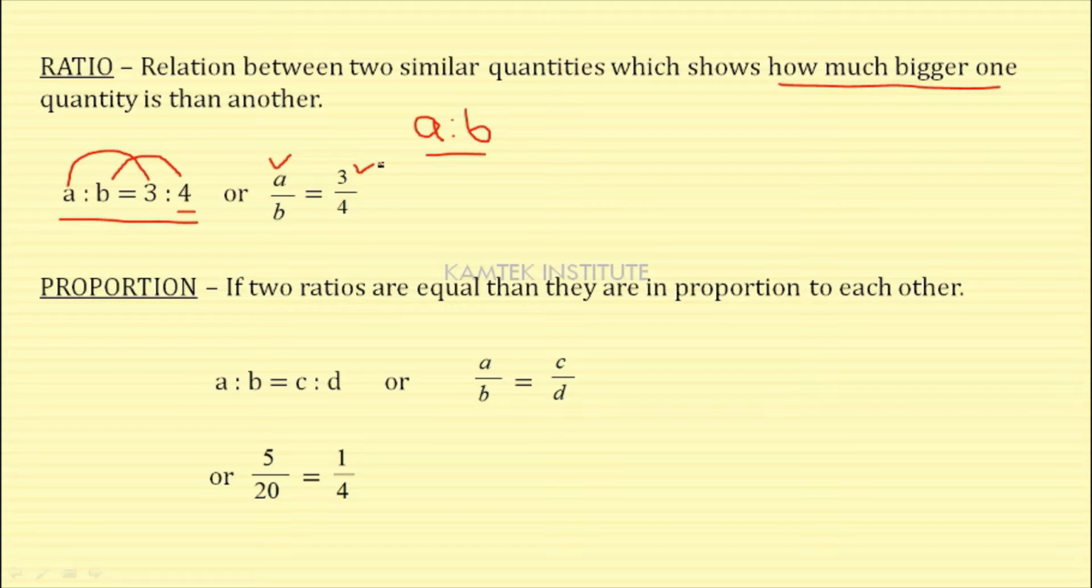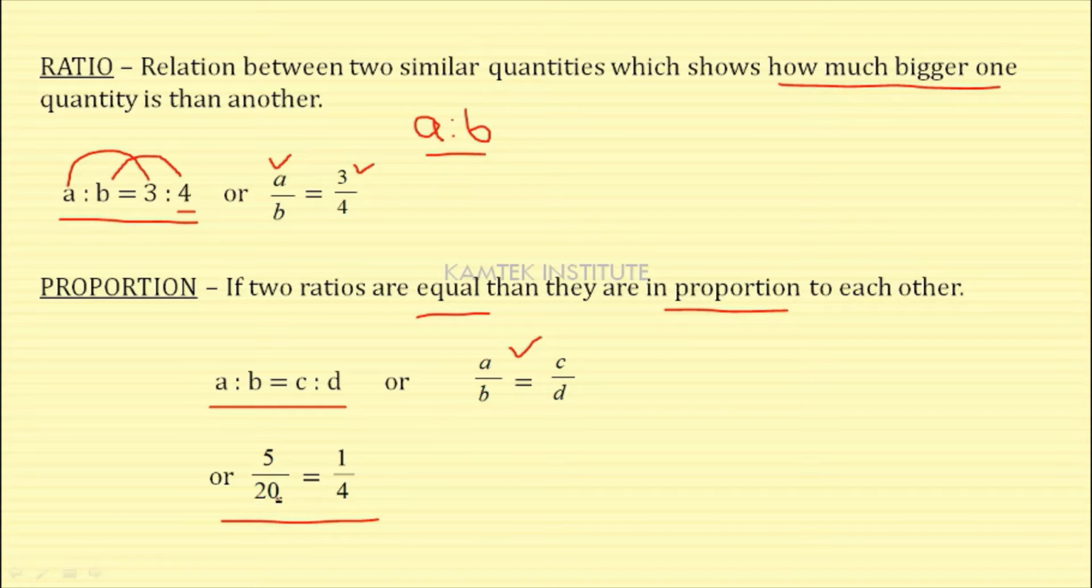Now we come to proportion. If two ratios are equal to each other, then they are said to be in proportion to each other. Supposing A ratio B is equal to C ratio D, then A ratio B is in proportion to C ratio D. It is written as A upon B is equal to C upon D. In numerical, 5 upon 20 is equal to 1 upon 4, then they are in proportion to each other.